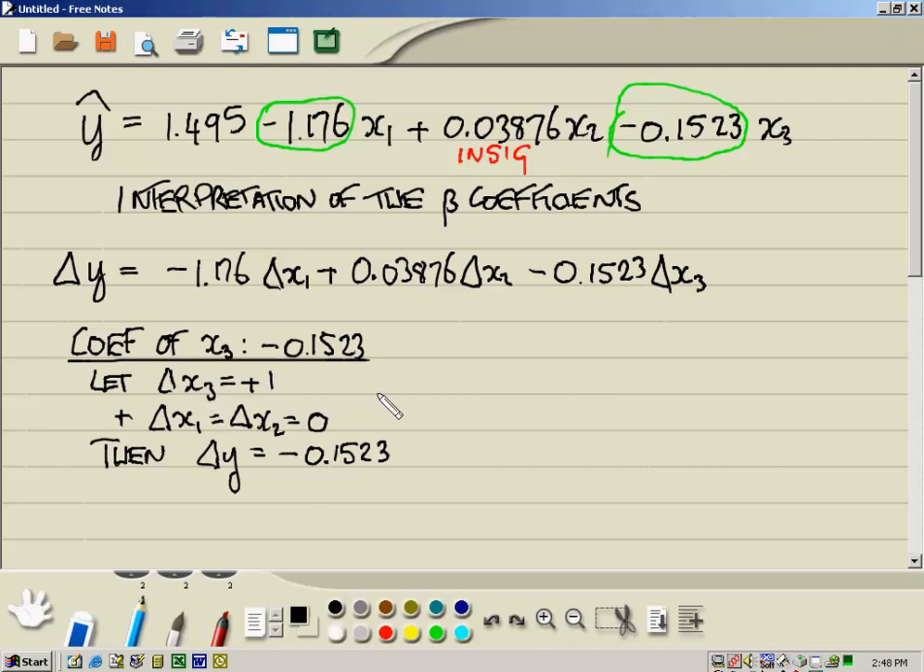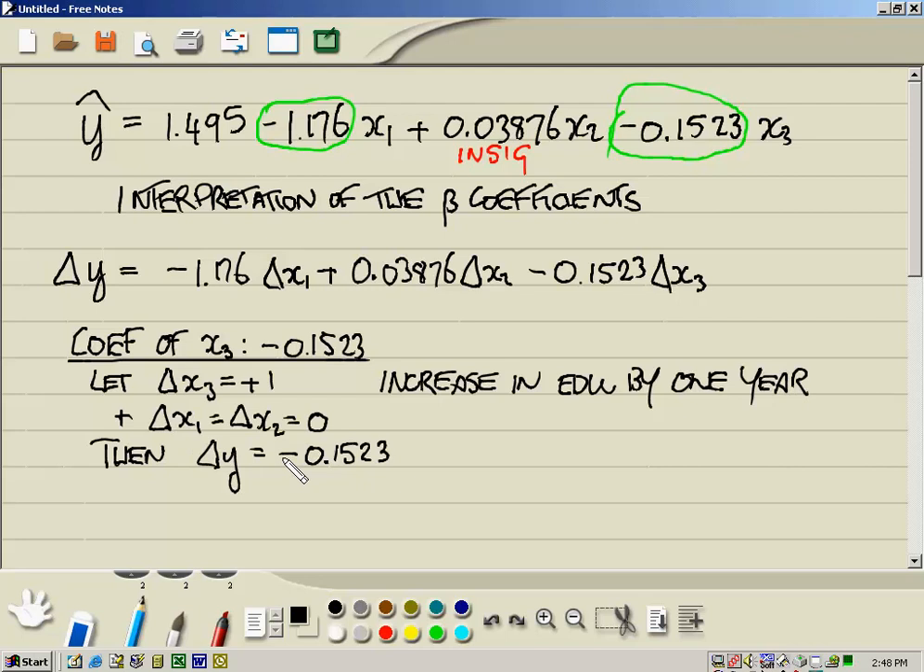Before we can write a sentence to tell what this means, what we first have to understand is what we've done mechanically here. So delta x3 is plus 1. x3 was the number of years of education of the senior citizen. So delta x3 means we're going to change the number of years of education of the senior citizen, and the plus 1 means by 1 year, 1 unit. So this is an increase in the years of education by 1 year.